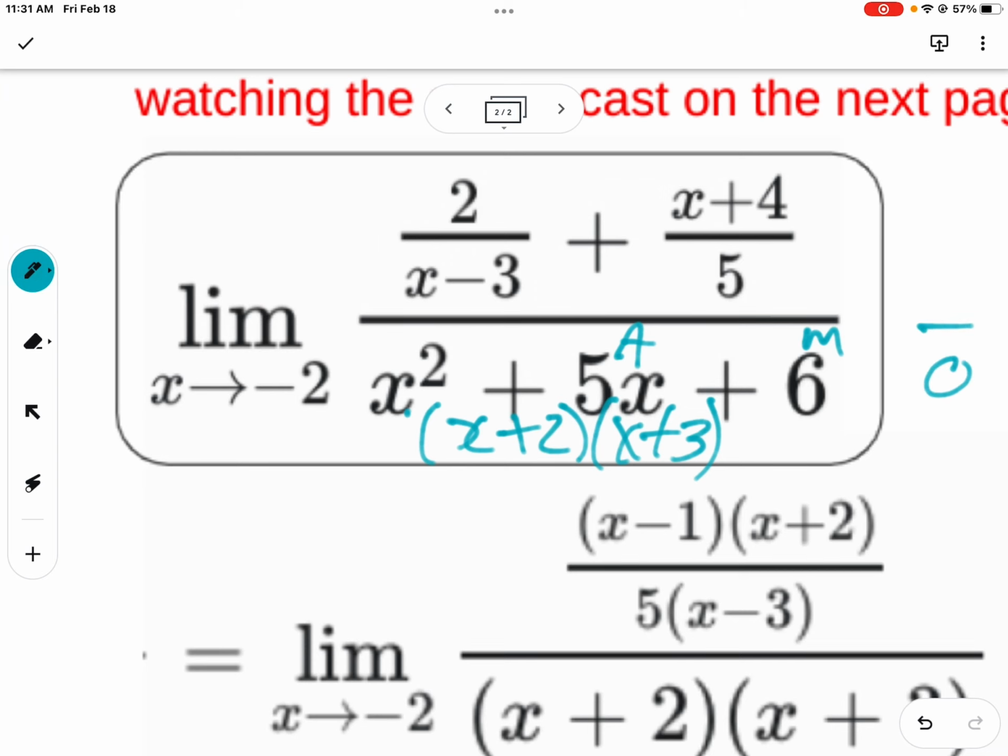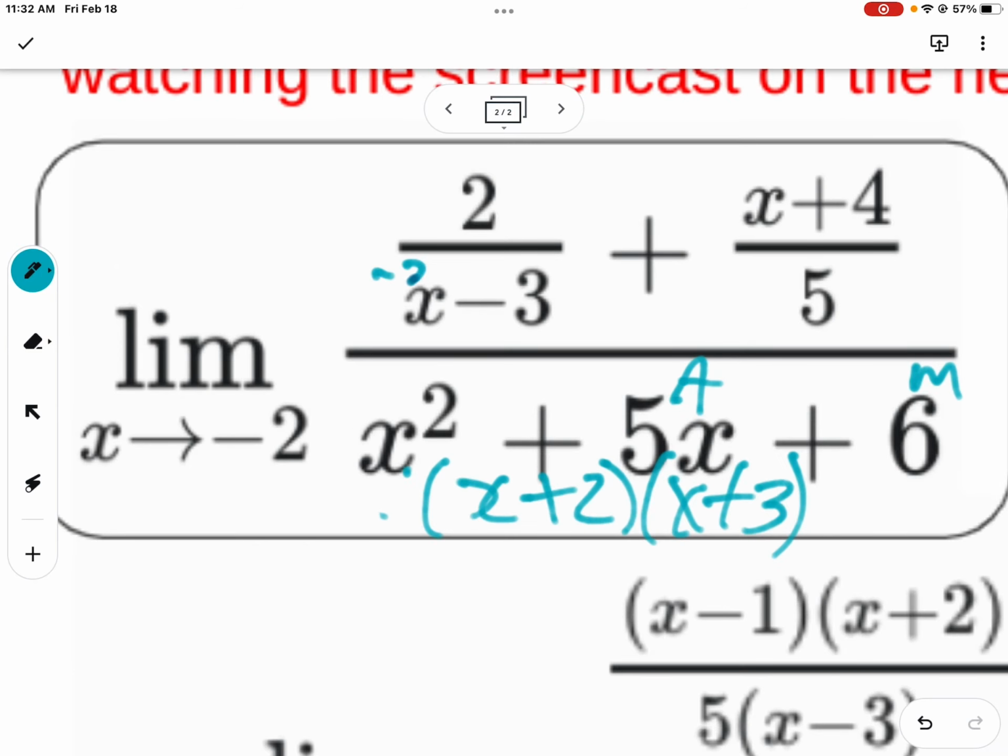Now, is that enough to know that it's indeterminate, 0 over 0? No, because if it was a vertical asymptote, it would be some number over 0. So it would be a number that's not 0, like 5 over 0. So that would be a vertical asymptote. But we're not looking to investigate vertical asymptotes at this time. We want to see if there's point discontinuities. So I'm going to have to sub in x equals -2 on the top as well.